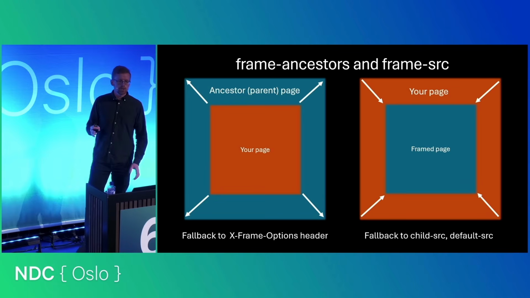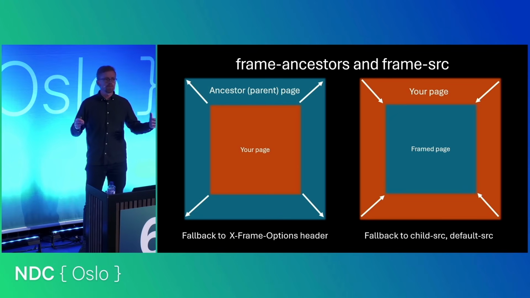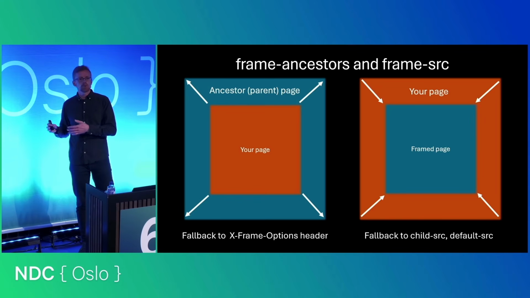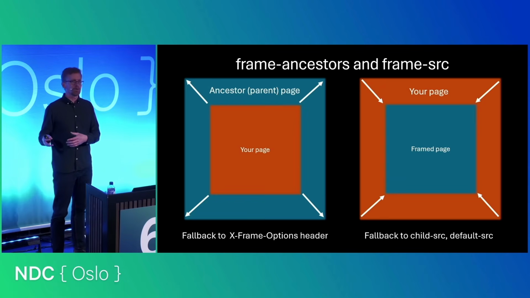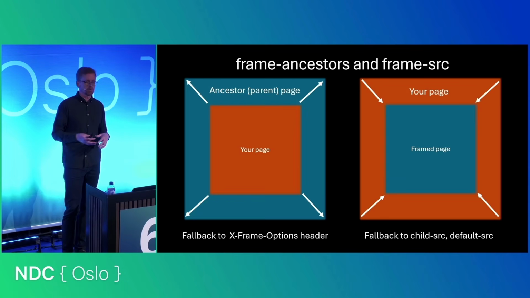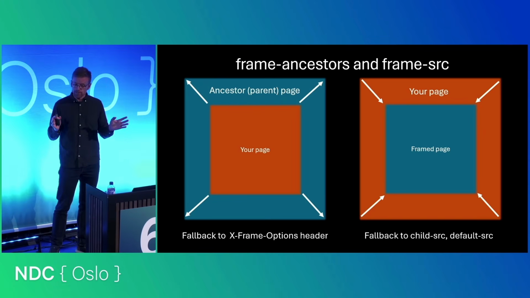So now we're over in the gotchas. So we have frame ancestors, which I just said has a fallback to X-Frame-Options. It's about who is framing your page. Not to be confused with frame source, which is about the frames that you put on your page. So this is about your content on your page, not about who's framing you. And this one has a fallback first to child source and then to default source, where all the other sources for the content on your page are. So just remember that these are very different things.